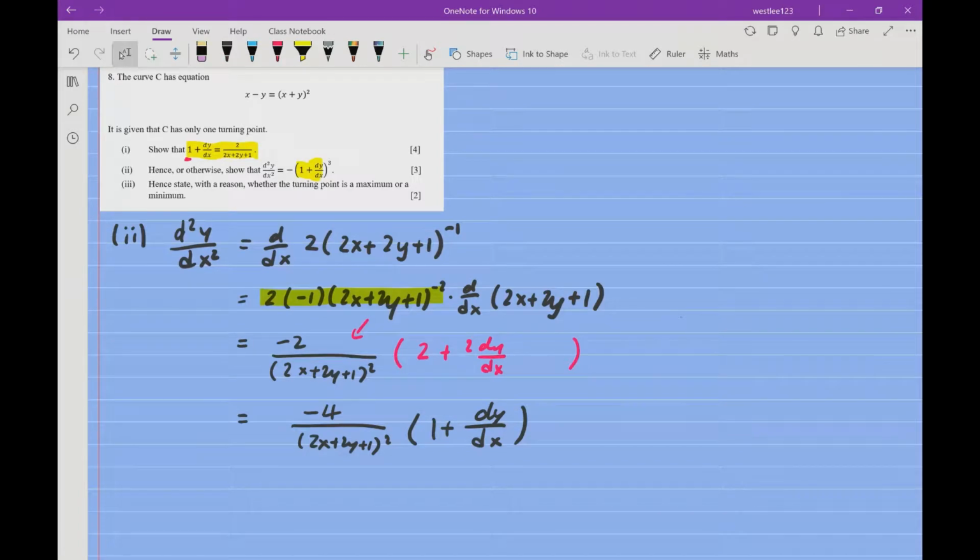So now, based on the equation that we are supposed to prove, our next job is to find out how come the term that I have highlighted is (1 plus dy/dx) squared.